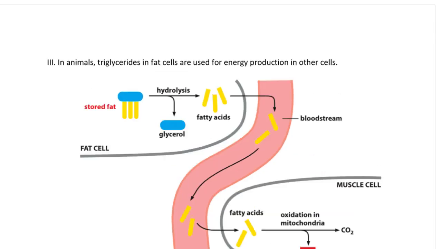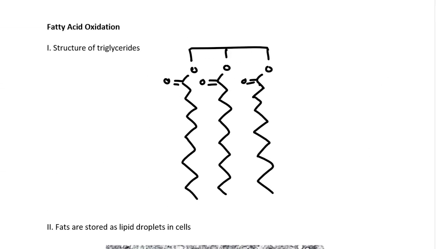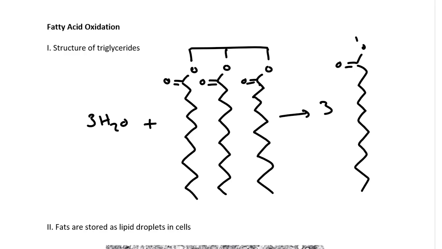So what is this hydrolysis reaction? Basically, this hydrolysis reaction is triglyceride plus 3H2O, giving me 3 fatty acids plus the glycerol. That's the hydrolysis reaction. Of course, there's an enzyme involved in this. There's always an enzyme involved.